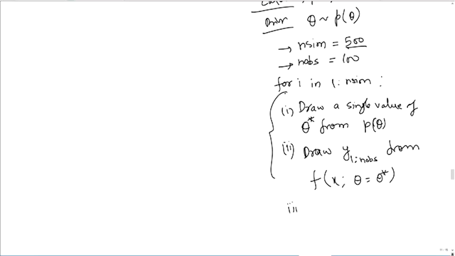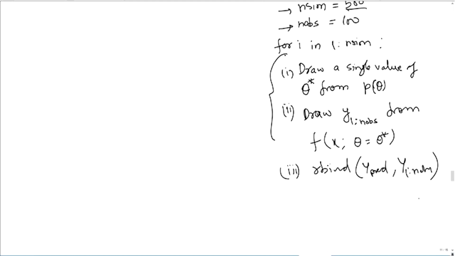Fine. Third thing that you will do: you can store all these samples inside a single data frame. There are different ways in which you can do this. Let us say you use some function like rbind, binding by rows, where you combine this data that you have just generated, this particular sample, into the overall prior predictive data that you are trying to generate.